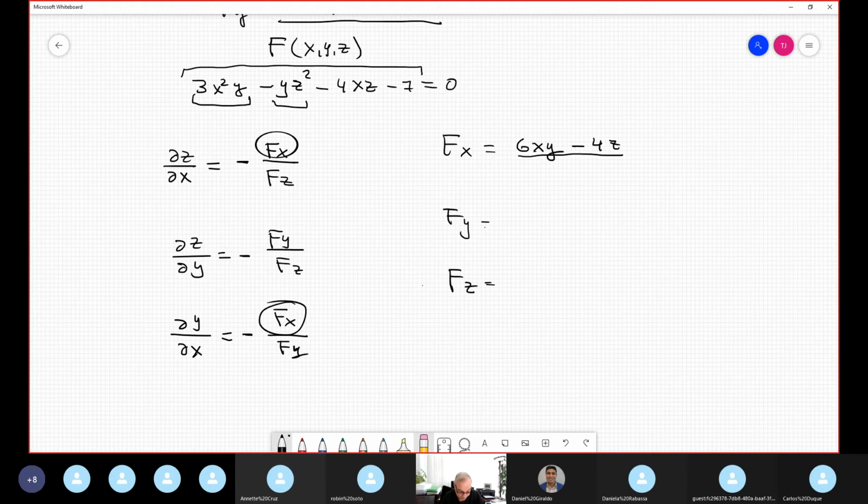F and y is, well, differentiate with respect to y now, is 3x squared minus c squared. And this don't depend on the y is 0. And this is constant is 0. This expression I copy here, and here.